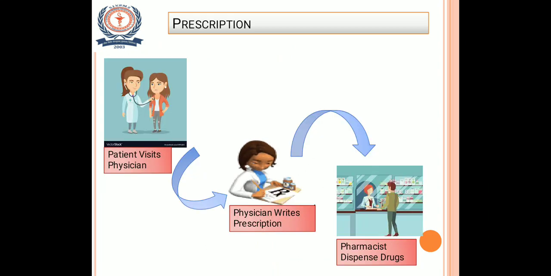Now, how does this prescription run from physician to pharmacist? When the patient visits the physician, the physician will observe the symptoms and accordingly write the prescription. Then the patient will visit the pharmacy, and the pharmacist will take the prescription and dispense the medicines accordingly. So this is nothing but the route of prescription.